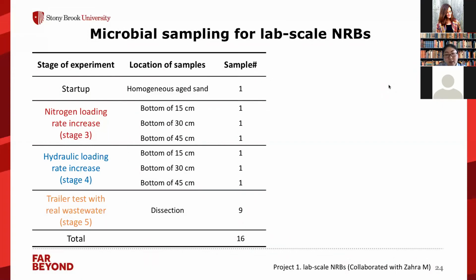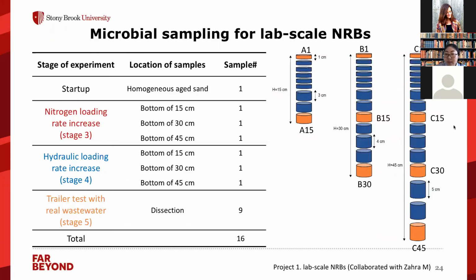In this project, we have detected 16 sand samples in total. Homogeneous samples were the aged sand matrix, and they were taken at the beginning of the experiments. At the end of stages 3 and 4, microbial samples were taken from the bottom of each column to compare the microbial community response to the operational conditions at each depth. The columns were dissected at the end of all experiments in order to illustrate the vertical profile of the microbial community. The right figure shows the dissection of the columns. Samples with orange colors were quantified by the qPCR assays.